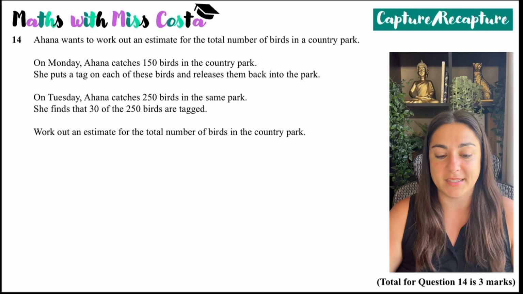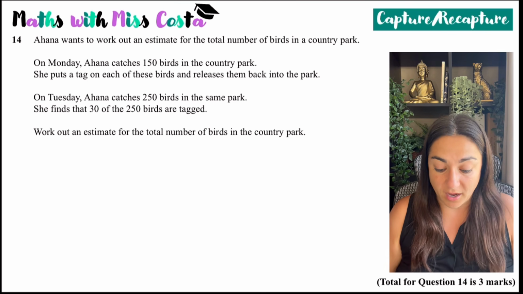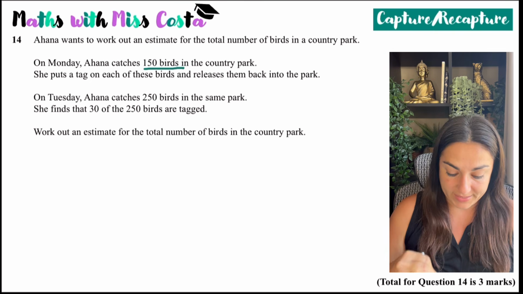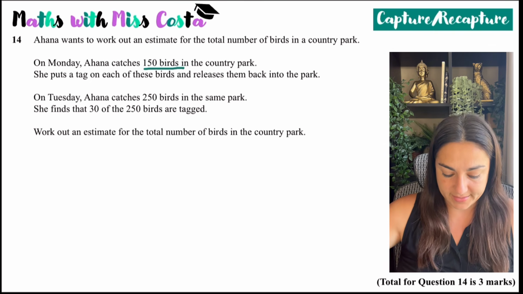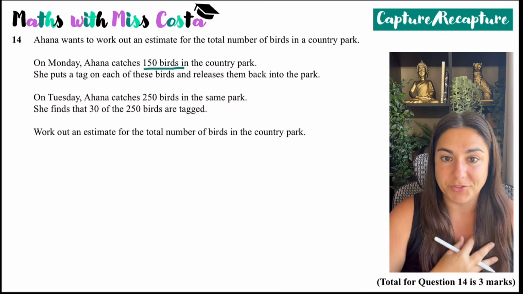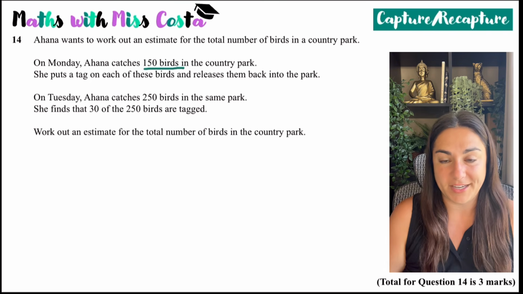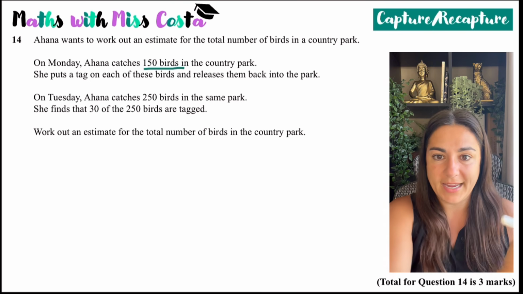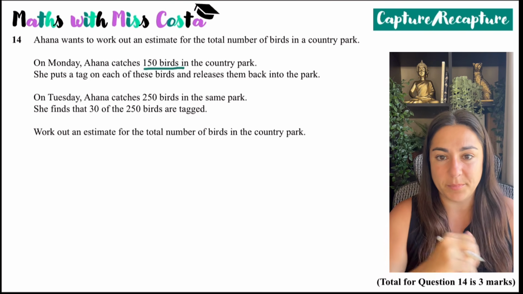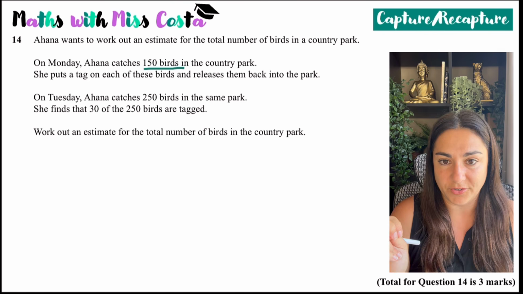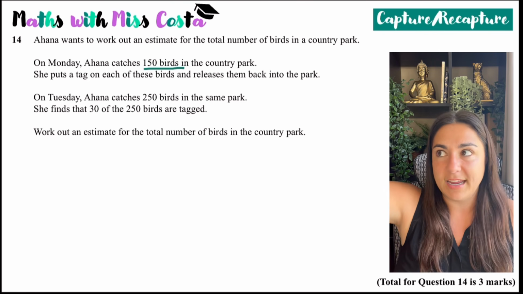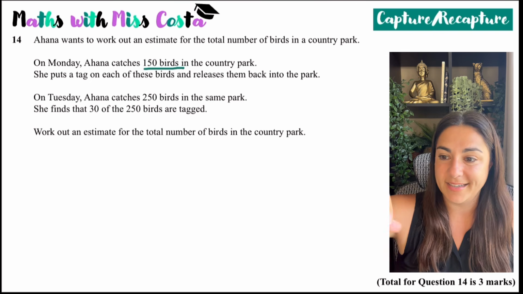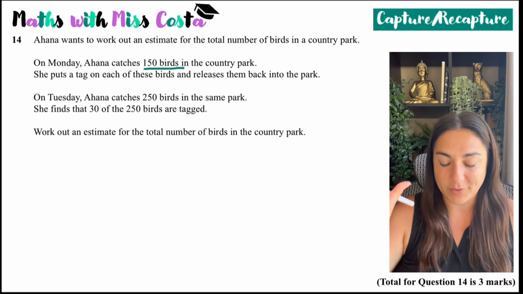Okay, so here I'm told that Ahana wants to work out an estimate for the total number of birds in a country park. Now on Monday, she catches 150 birds in the country park, and she puts a tag on each of these birds and releases them back. So with capture recapture, with estimating a population, what we're thinking is on any given day, if I capture a certain amount of birds, they can be representative of the total population. And then on another day, if however many birds I catch, the amount that are tagged can represent the amount I caught. So this will make a little bit more sense.